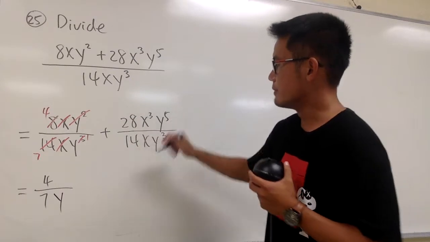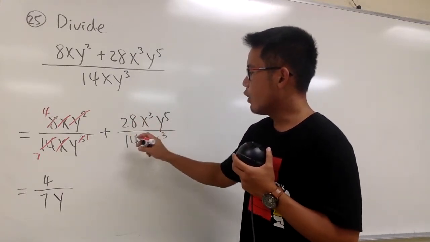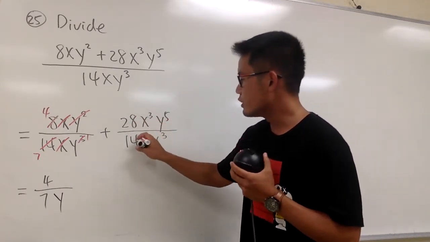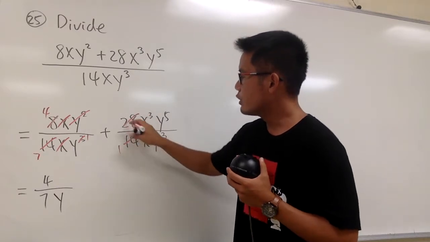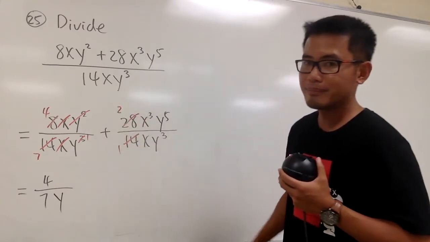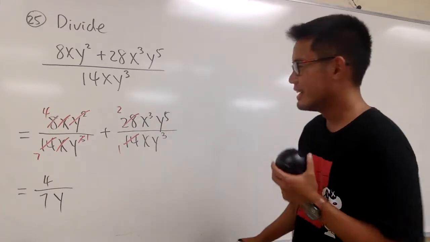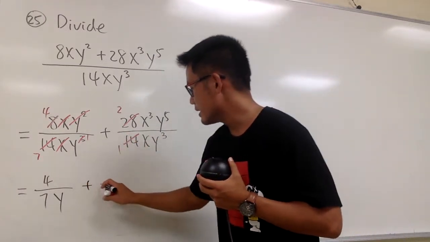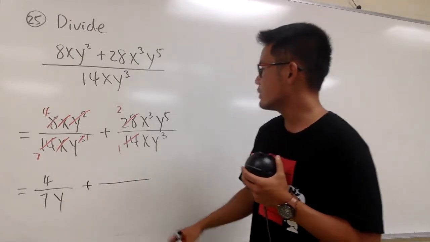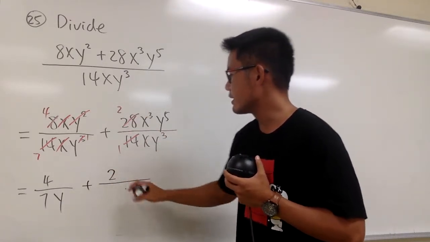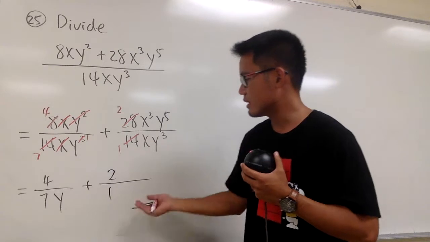Next, this right here. 28 over 14. We know 14 goes into 14 one time. 14 goes into 28 exactly 2 times. 28 over 14 is equal to 2. So we can just put this down plus, let's draw a fraction bar, and we have the 2 left on the top, right? And over 1, okay?